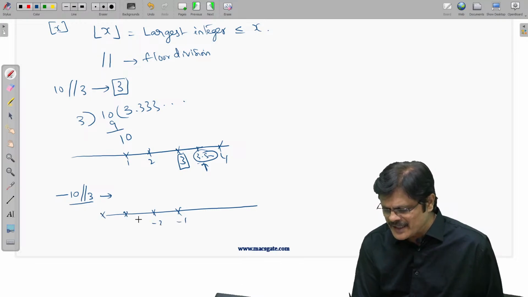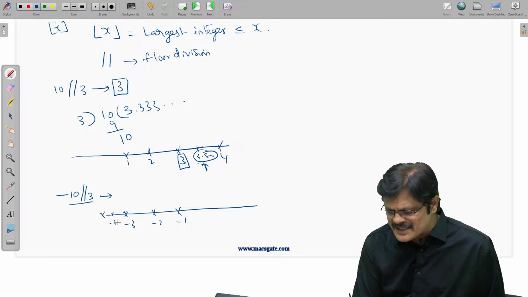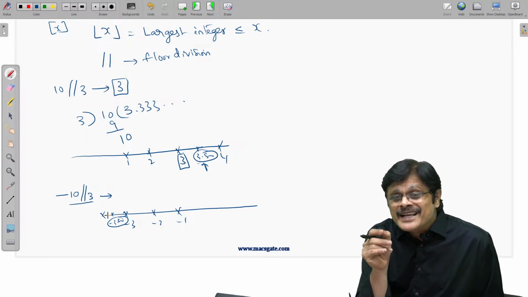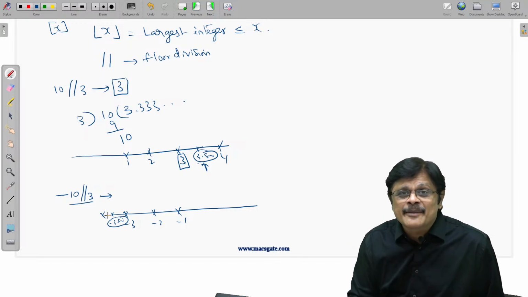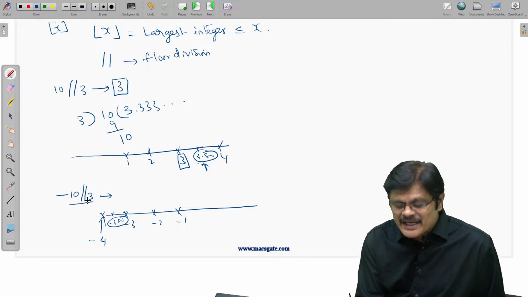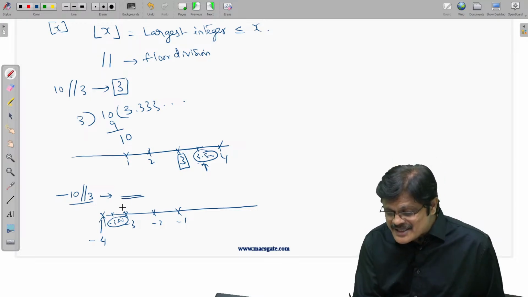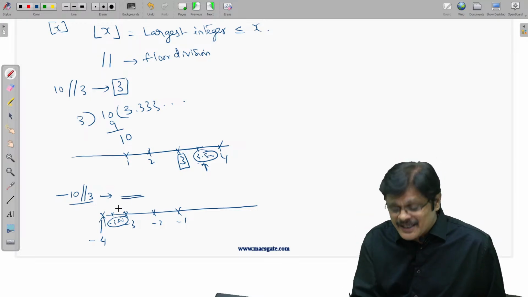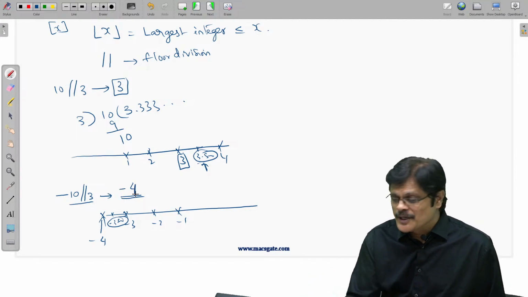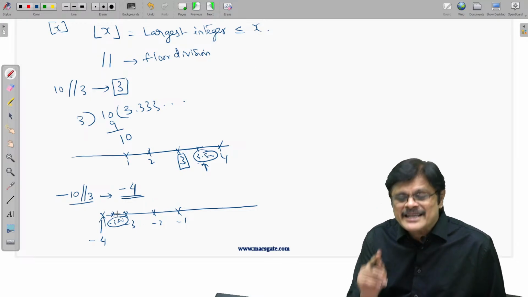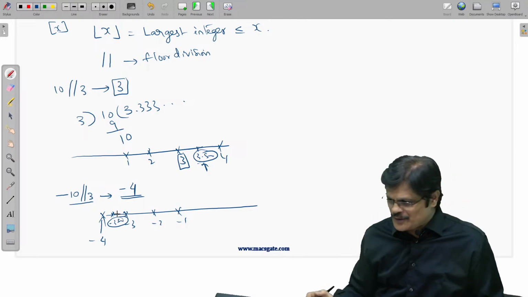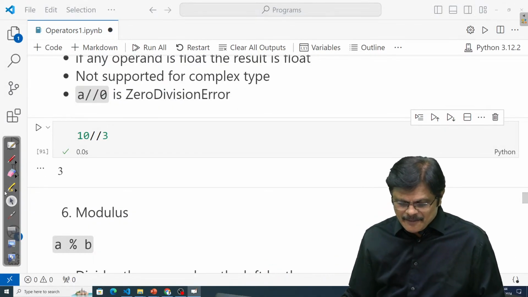When you divide 10 by 3, you get 3 point something, but it has a minus sign. So the result is like minus 1, minus 2, minus 3. You get minus 3 point something. But what is the greatest integer less than that minus 3 point something? This is minus 4. So for minus 10 floor division 3, the result is not minus 3 or minus 2. It is actually minus 4, because the answer you get is minus 3 point something, and the integer less than that is minus 4.